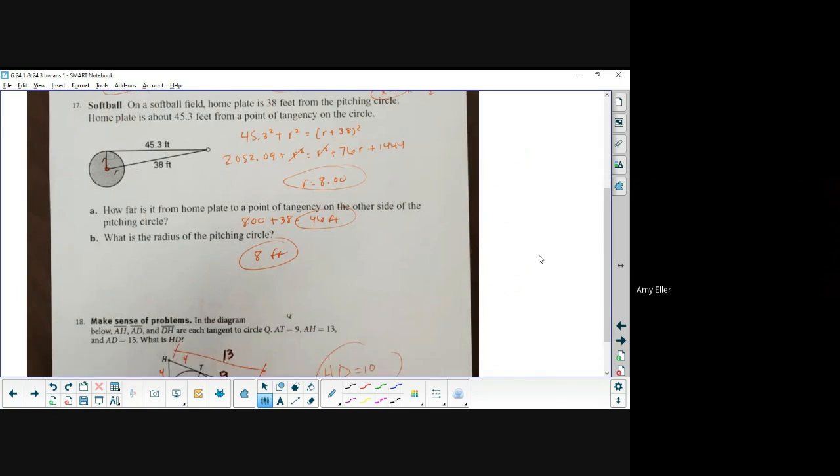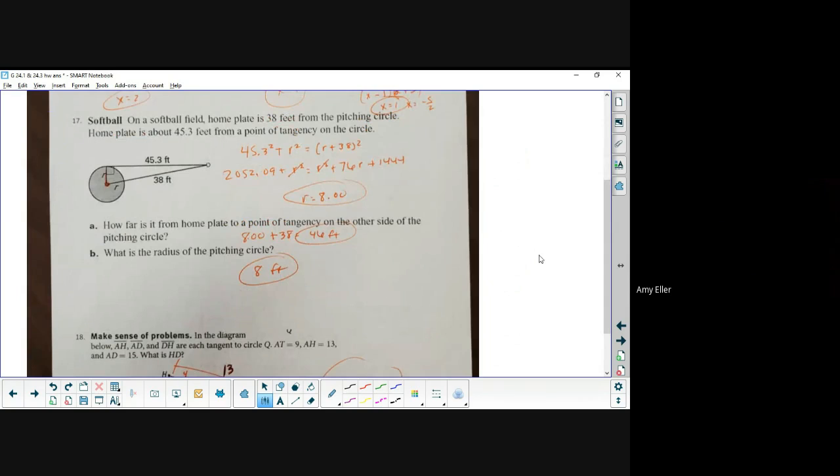17 is a lot like that tricky number 13 we did. You have r squared plus 45.3 squared, and your hypotenuse is r plus 38 squared. You write it twice, distribute it out, you end up getting 8. I really don't like the way A is worded, so I'm going to kind of skip over A. As long as you can find the R value, we're good.